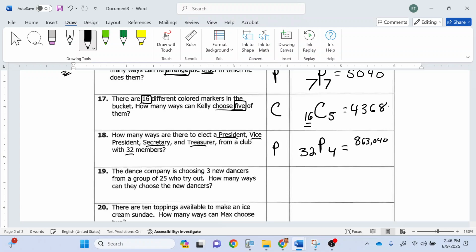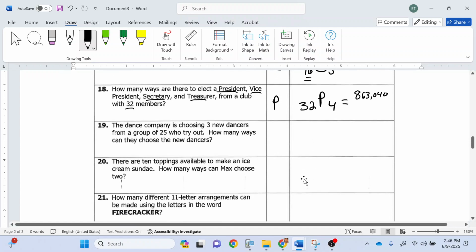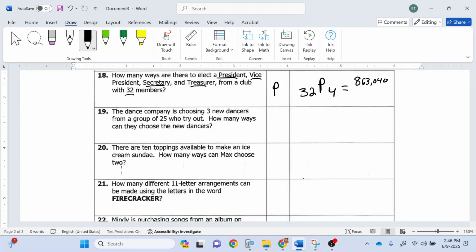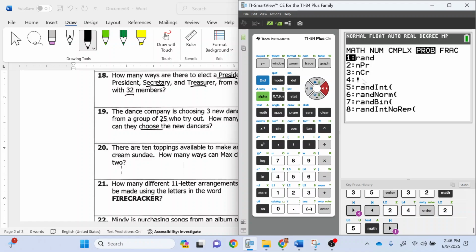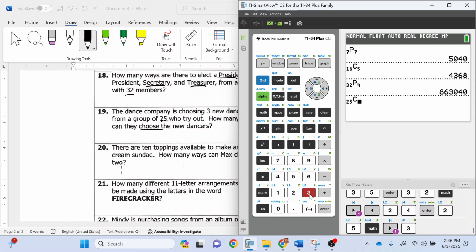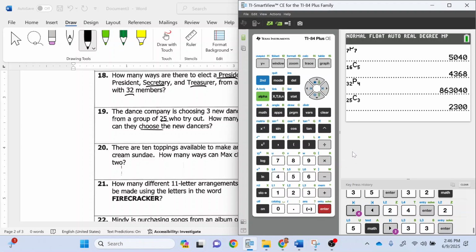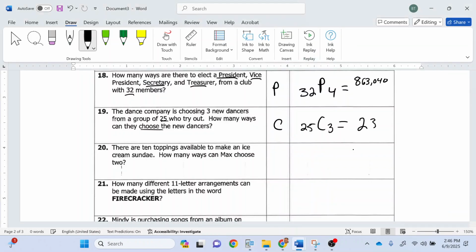So there are a lot of ways you could choose the vice president, president, and stuff like that. A dance company is choosing 3 new dancers from a group of 25. How many ways can they choose the new dancers? Again, I don't have any indication that I care what order I choose them. You're all going to be part of the dancing group. So in this case, it's 25C3. Again, I go to the calculator, 25, math, go to probability, option 3, and then I'm going to pick 3. So 25C3 is 2,300.